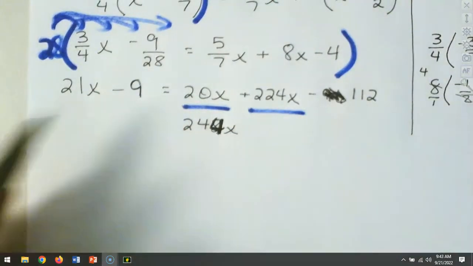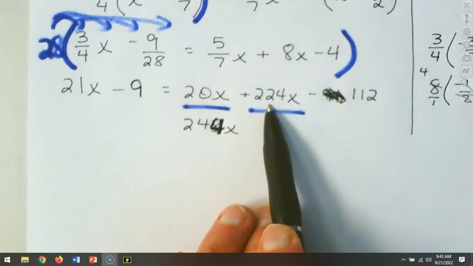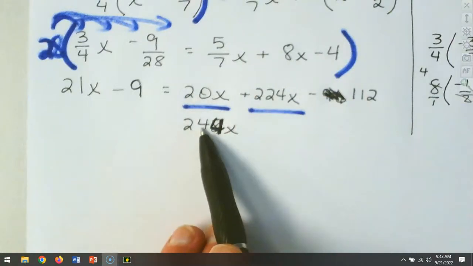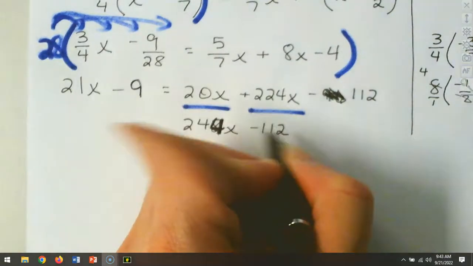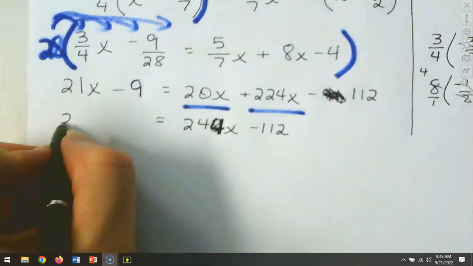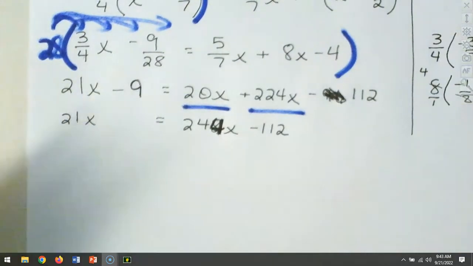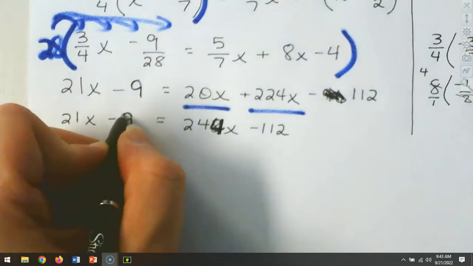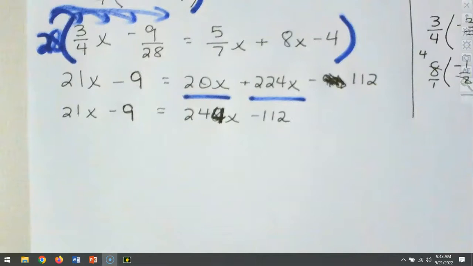Now we're going to put our x's together. So we've got 20 and 224. Those go together, and that makes it 244. And then we've got a minus 112 here. And then we've got a positive 21x and a minus 9 on the other side. Now we can finish it. Nothing else goes together. So now's the time to move things across the equal bars.